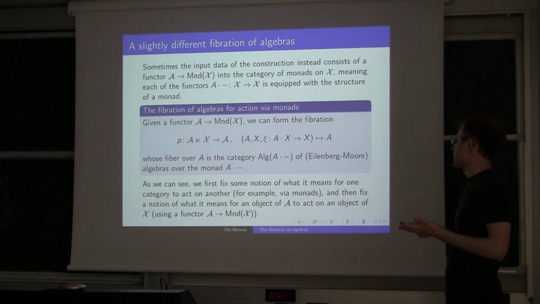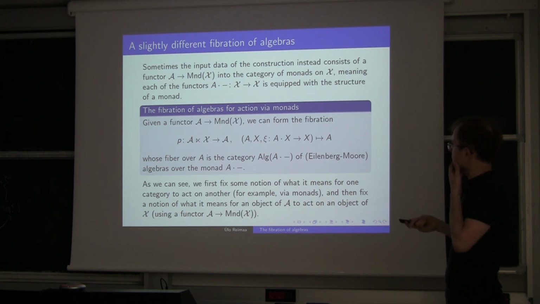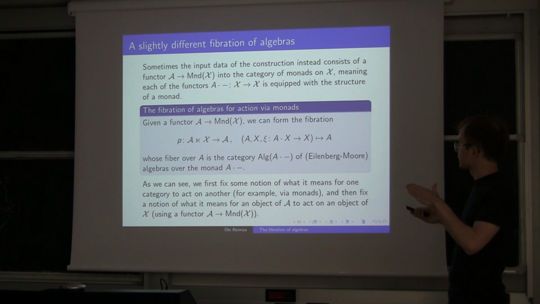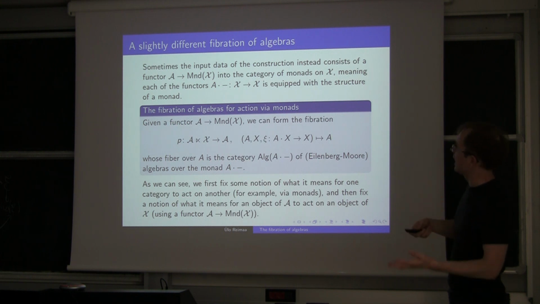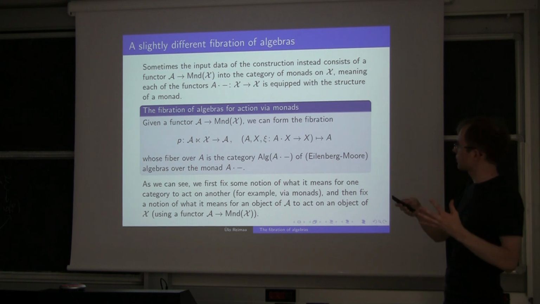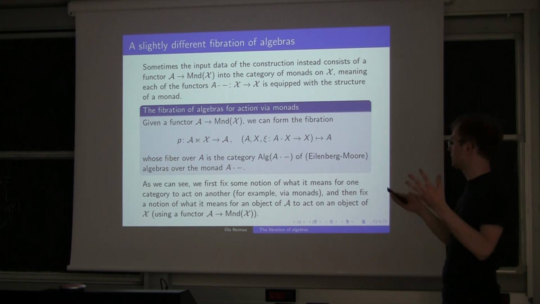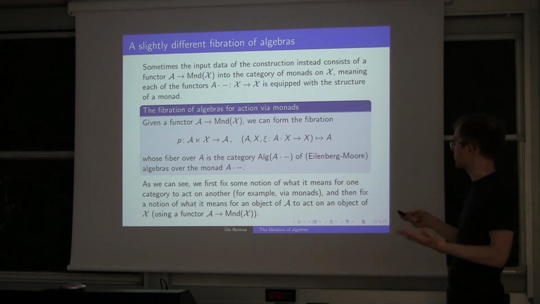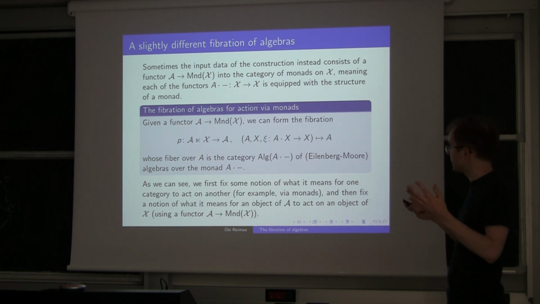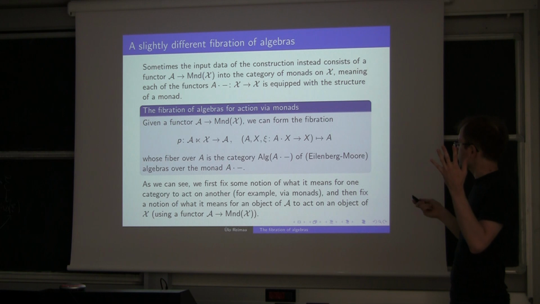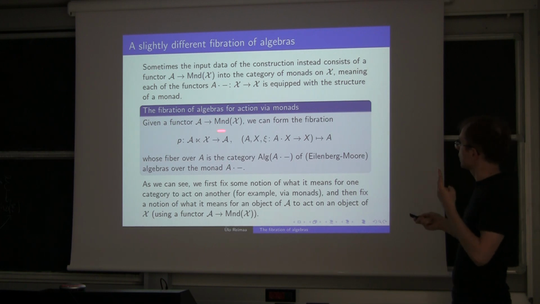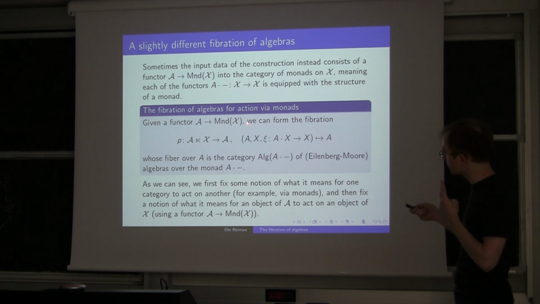So we look at this construction from the point of view that we make two choices. First we make a choice of how our category of parameters acts on our underlying category, so either by monads or by endofunctors or by polyfunctors, whatever we need, and then we make the second choice of one concrete action, and then you can go through with this construction.